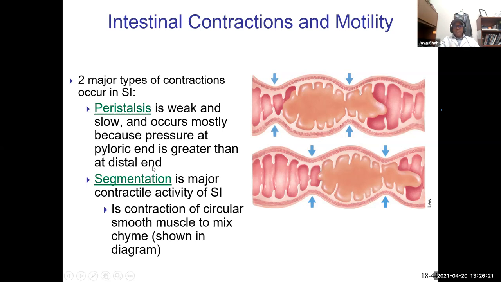But segmentation, you can see segmentation here. Segmentation is like two points contracting at once. You see here? So when you contract, what happens? You are mixing the content inside here. And then in the next stage, what happens? The relaxing part is contracting and the contracting part is relaxing. So you are mixing the mixed part with the non-mixed part. And that's how you are mixing things. So the function of segmentation is mixing.